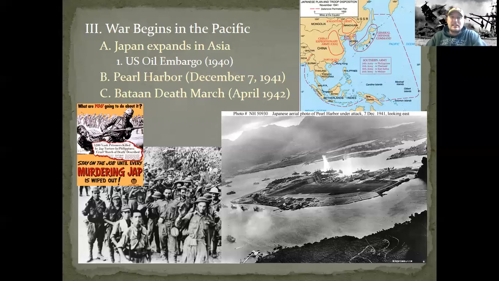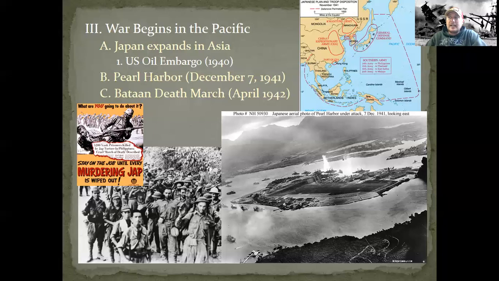Okay, so Japan expands into Asia. So that initial invasion in 1931 into Manchuria, what we've seen over the last few years is that they're pushing deeper and deeper into China. We had talked about the Rape of Nanking a couple weeks ago, and just the horrific nature in which the Japanese took over that major city.